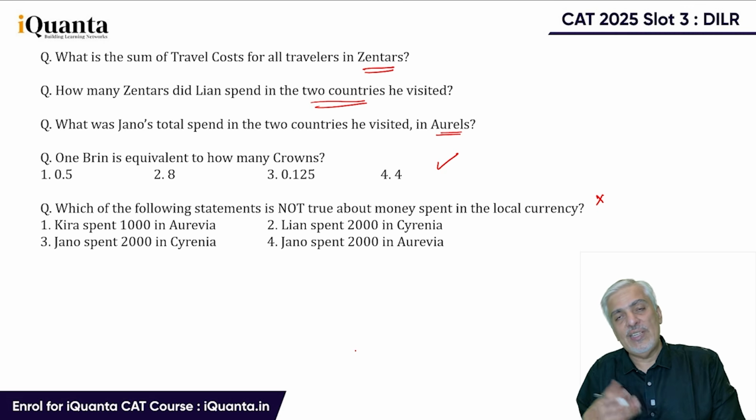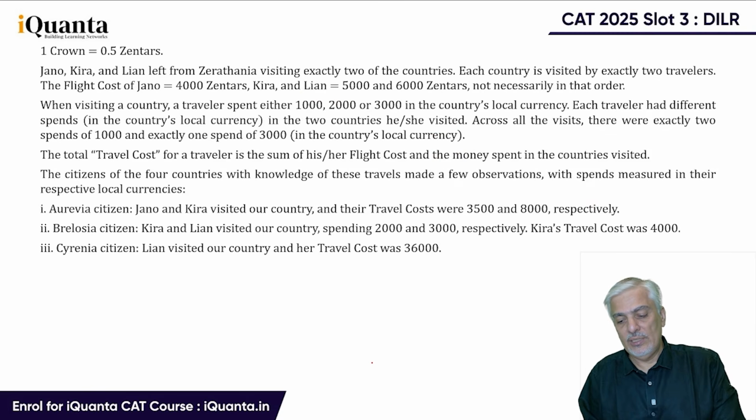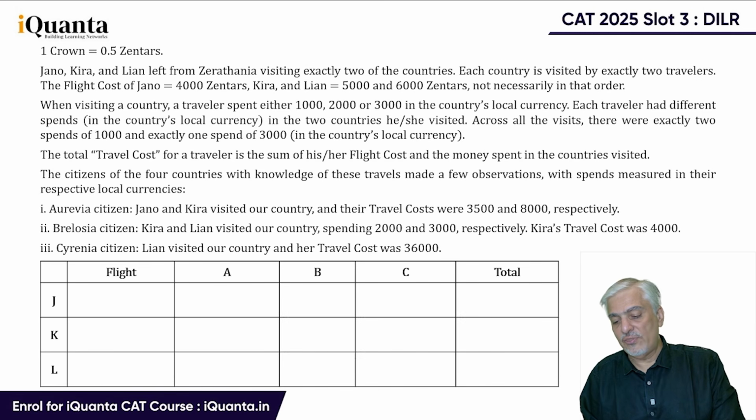But if I've decided to do this set, I knew I would more or less get the whole table. So the table I created was something like this. The flight cost, spending in A, B, D. This is J, K, L, where they're going. So let's write down what all data I know directly.